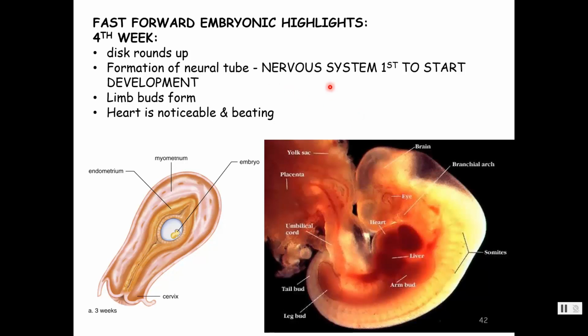We're going to look at the formation of the neural tube, another really important part of development. The nervous system is going to be the first to start developing as far as organ systems. And then two, the nervous system continues to develop after the child is born. Like I said, by the 4th week, we're going to see limb buds. And then about day 20, the heart is noticeable and beating.